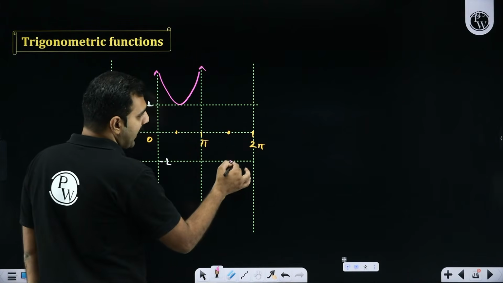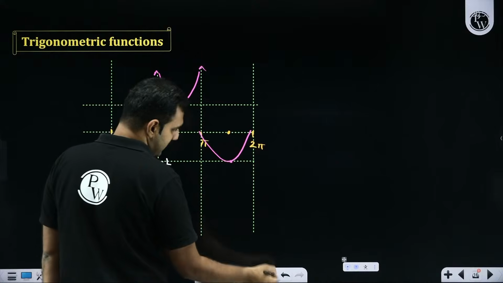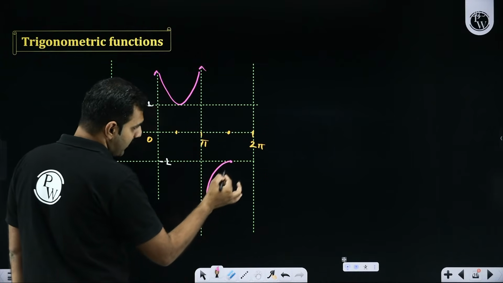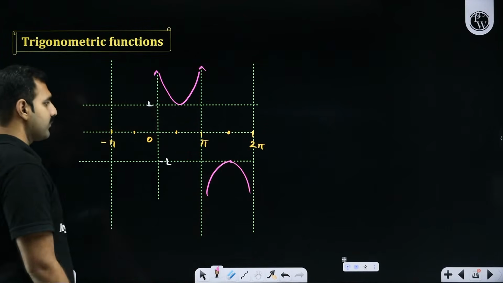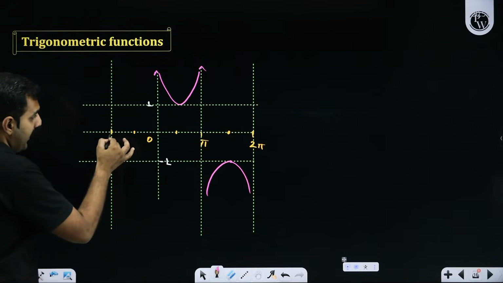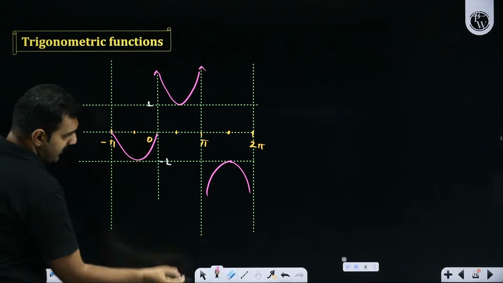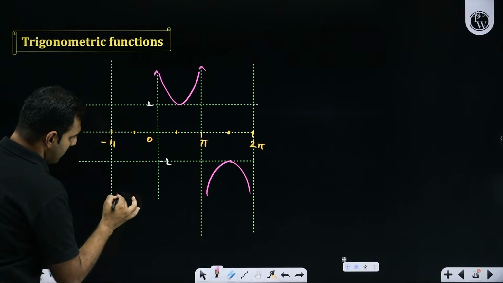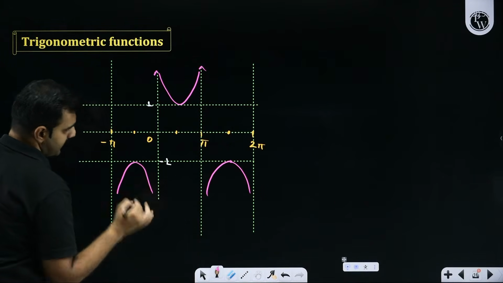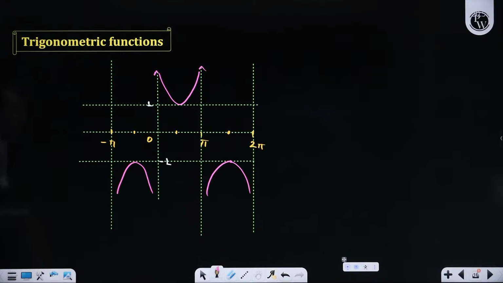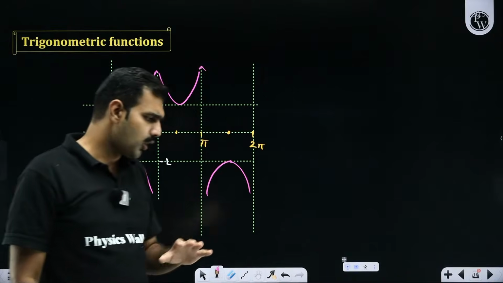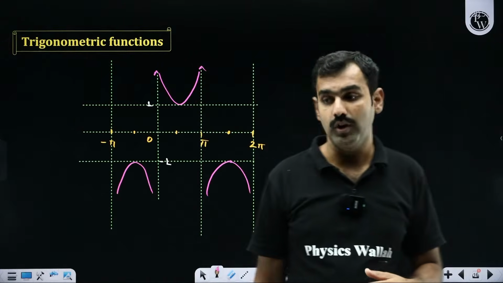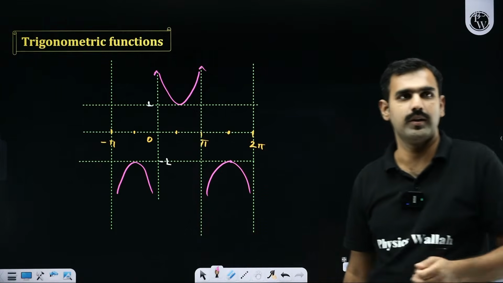Between pi to 2 pi, sine has a curvature like this, but cosec will have a curvature like this. Between minus pi to 0, sine has a curvature like this, but cosec will have a curvature like this. I hope it makes some sense. Are you all able to process this? The graph of cosec I'm trying to explain over here. Yes or no? All the participants.